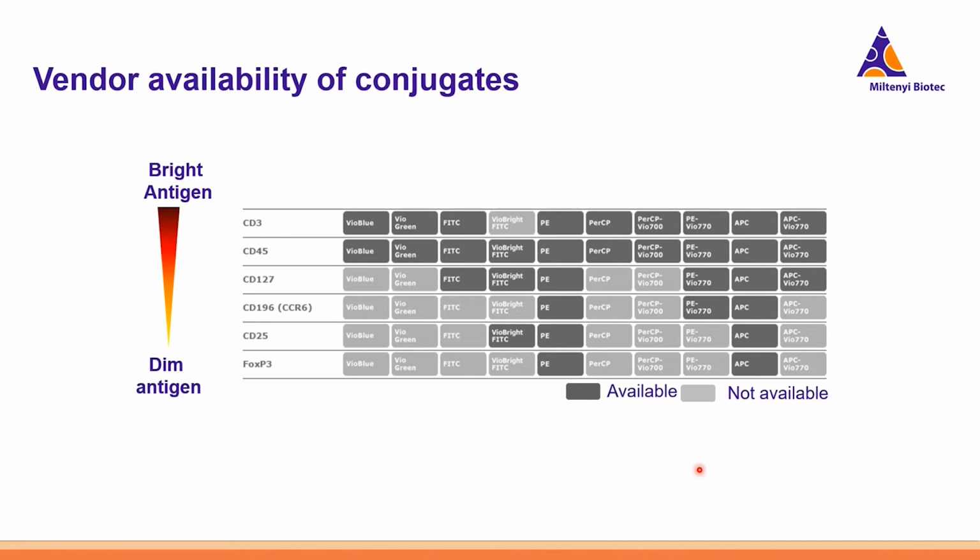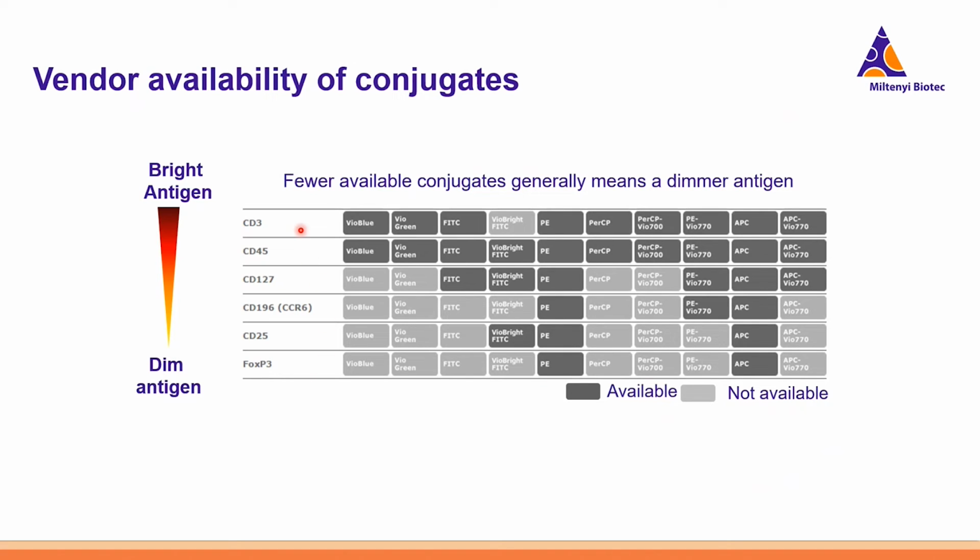Now, I have some people tell me, I'm working on a new project. I have no idea if this is an abundant marker or a bright antigen or a rare antigen. So here's a hint. If you go to a vendor's website and take a look at FOXP3, for example, and you don't know anything about FOXP3, and you see FOXP3 is available only in a bright fluorochrome, such as PE and APC, only available in 2 colors, to me, that tells me that is a dim antigen. And I'm pairing it with a bright fluorochrome so I can see it.